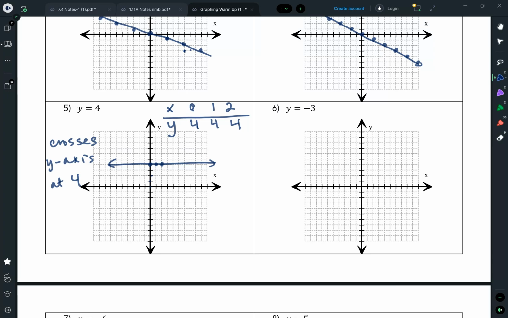So if you knew that, you could go up to 4 and you could just make yourself a horizontal line. And so it's interesting because people always expect it to be vertical because it's y equals something, but it's not, because it's crossing that y-axis at 4. So it's like a line that's been moved up 4 units is what we've got going on. All right, next one you're going to graph on your own.